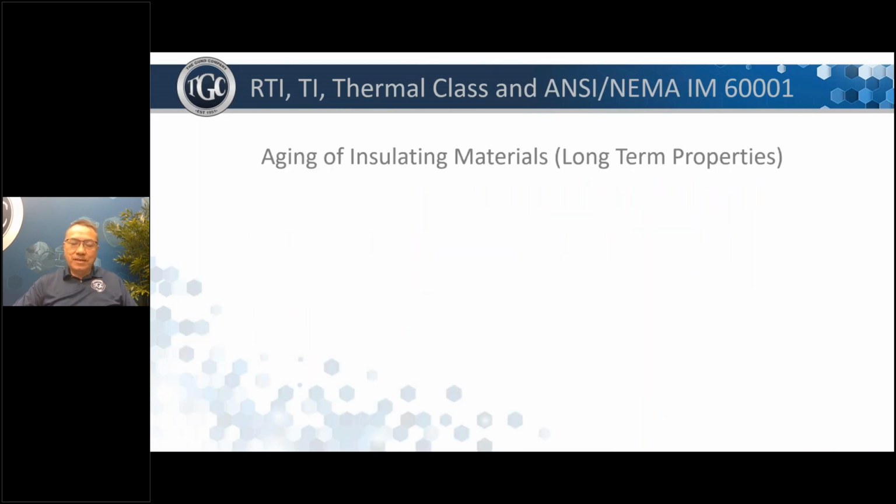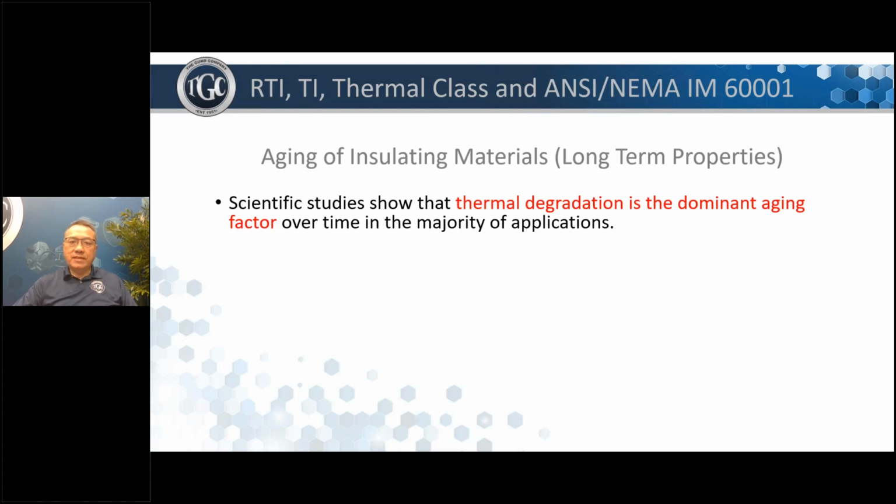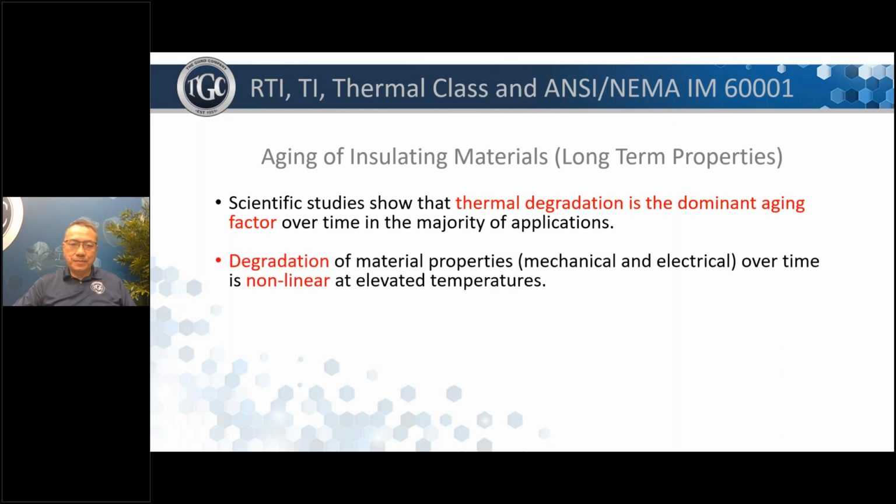So if we want to test our RTI, then that's what UL calls long-term properties. It involves aging of the insulating materials. Scientific studies have proven that thermal degradation is the dominant aging factor over time in the majority of applications. The degradation of material properties can be mechanical, can be electrical, can be both. Over time it is non-linear at elevated temperatures. What it means is that at the beginning, at a certain elevated temperature, the degradation is slow, and then it accelerates, not in a linear manner.